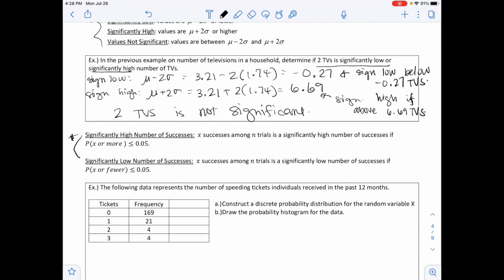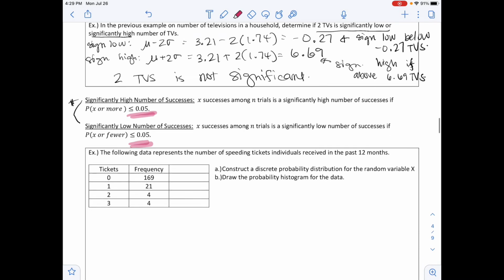Another way to think about significantly high and significantly low is in terms of probability. X successes among N trials is a significantly high number of successes if the probability of X or more is less than or equal to 0.05. X successes among N trials is a significantly low number of successes if the probability of X or fewer is less than or equal to 0.05.